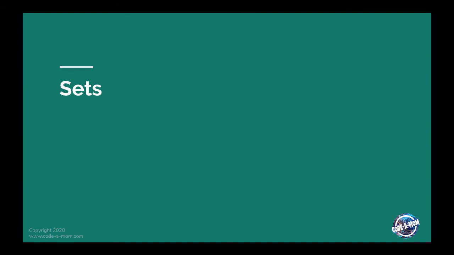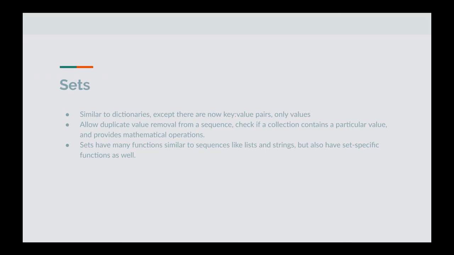So that's it for dictionaries. We are going to jump back into the presentation and talk about sets. So sets look similar to dictionaries in that they use curly braces. I forgot to mention that when I talked about dictionaries, but lists use square brackets, tuples use parentheses, and dictionaries use curly braces to denote that it is a dictionary. Sets use curly braces as well, but they do not have key value pairing. They only have values.